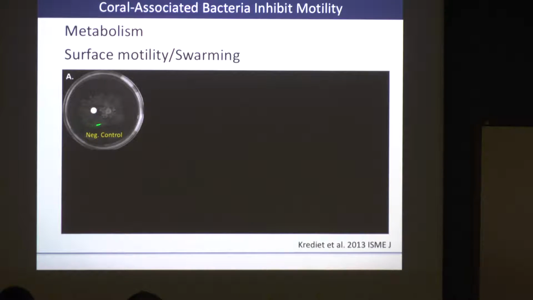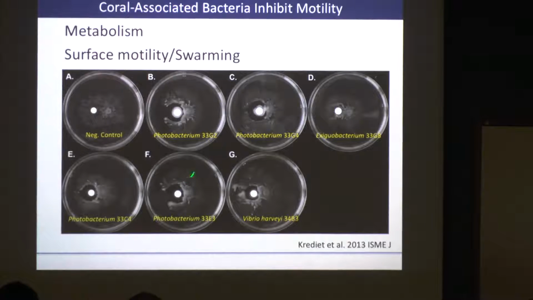So here's our negative control. So this is our wild-type pathogen just spotted next to a glass fiber filter disc with no coral commensals on it. And you can see the pathogen is swarming all around the plate in this nice dendritic pattern. Then we tested 6 different isolates of our coral-associated bacteria, again spotting them onto the filter disc, letting them grow up, and then spotting the pathogen next to it.